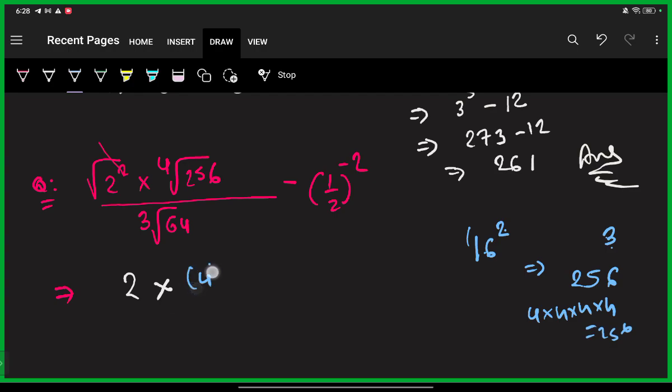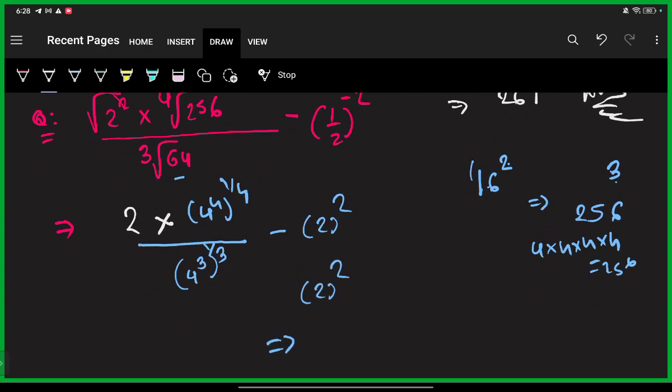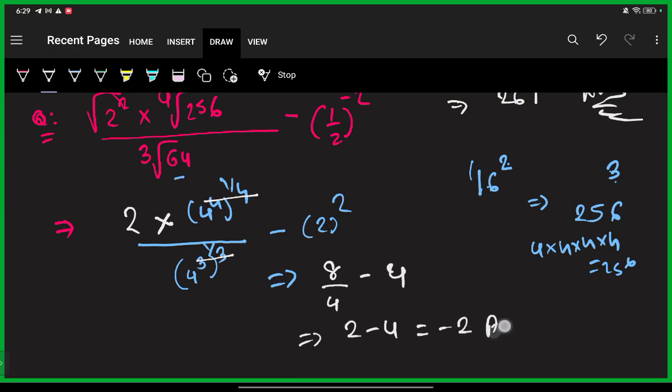4 raised to 1 by 4, the powers cancel. Cube root of 64 is 4, 4, 4, right? 1 by 3. Minus half raised to minus 2, that means 2 raised to 2, right? Now that will give us what? First of all, these powers will cancel out. This will be 8 by 4 minus 4. There will be 2 minus 4, minus 2. Understood?